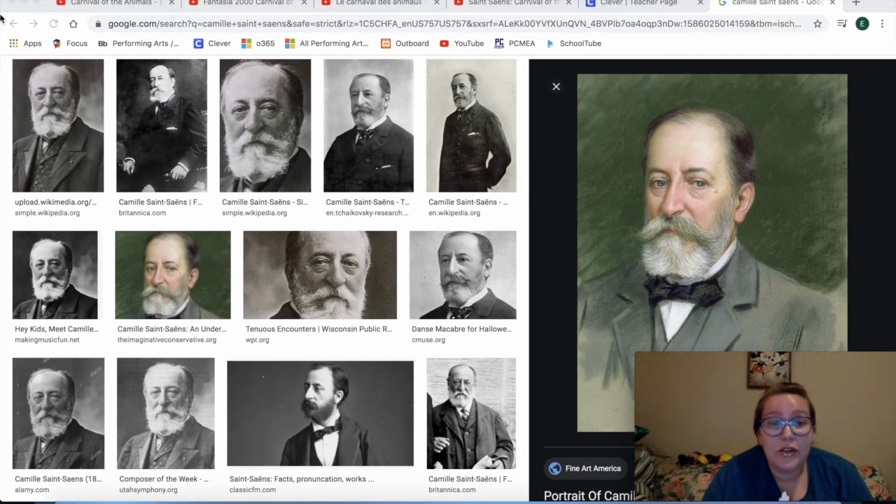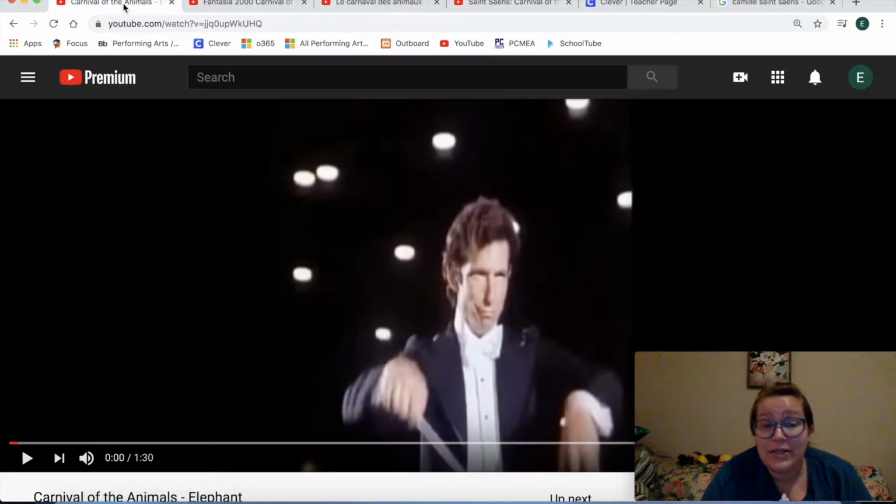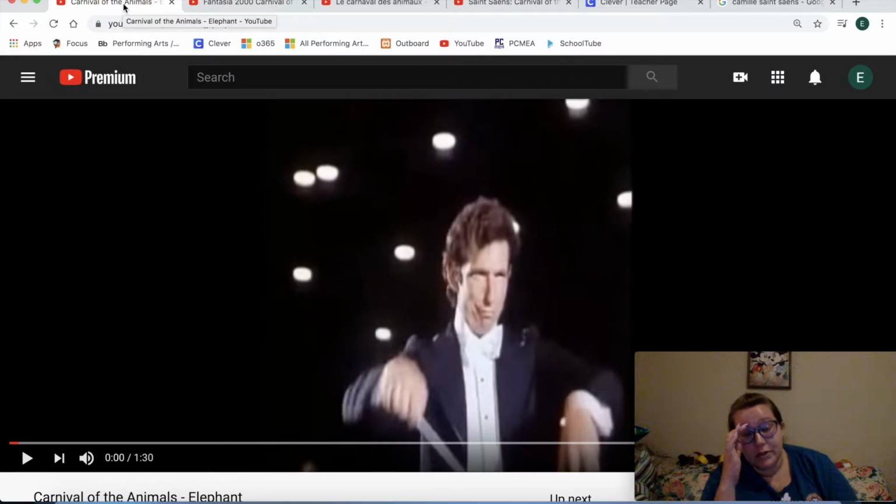So anyway, we're going to start with The Elephant. Carnival of the Animals is a suite, which means it's a series of compositions, a series of pieces that are connected. And this one is connected because the theme is animals. So we're going to start with The Elephant.